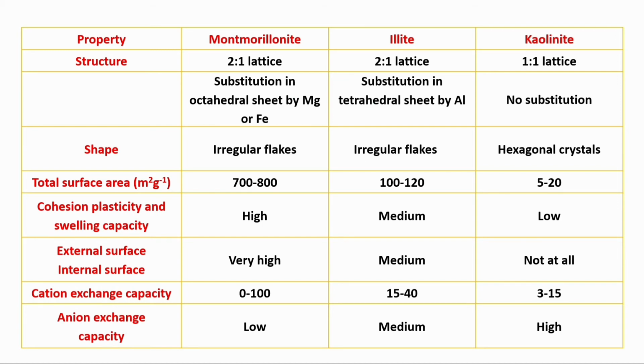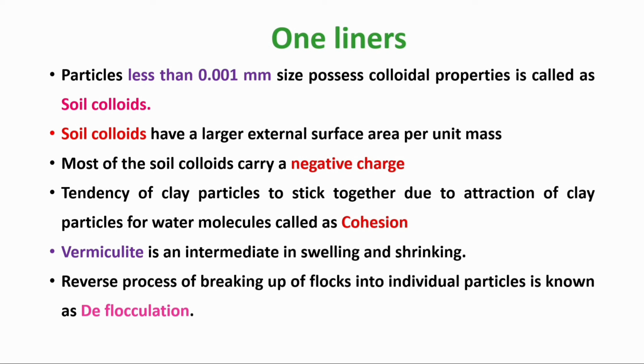Next, friends, we can see one-liners. Particles less than 0.001 mm size possess colloidal properties and are called soil colloids. Soil colloids have a larger external surface area per unit mass. Most of the soil colloids carry a negative charge. The tendency of clay particles to stick together due to attraction of clay particles for water molecules is called cohesion. Vermiculite is an intermediate in swelling and shrinking. The reverse process of breaking of flocks into individual particles is known as de-flocculation.